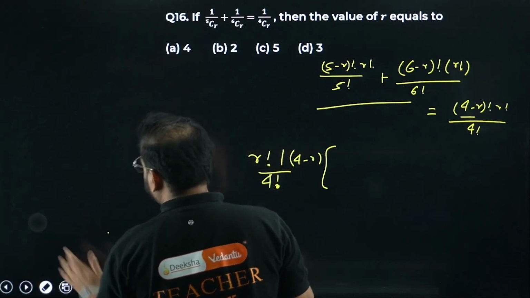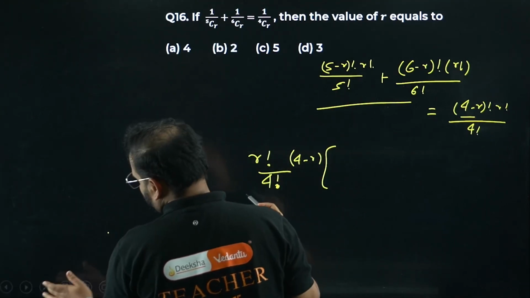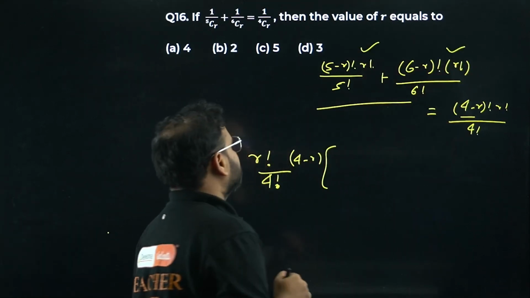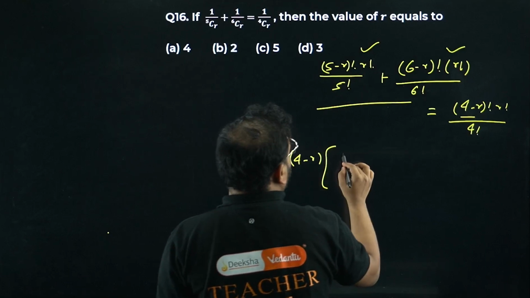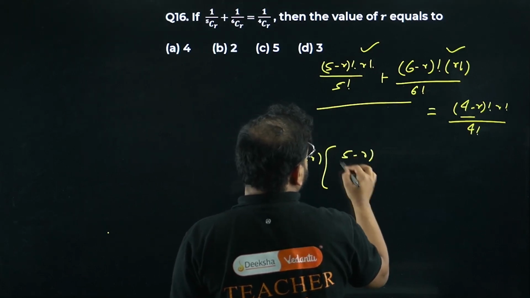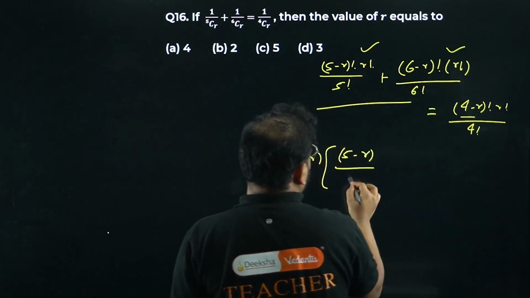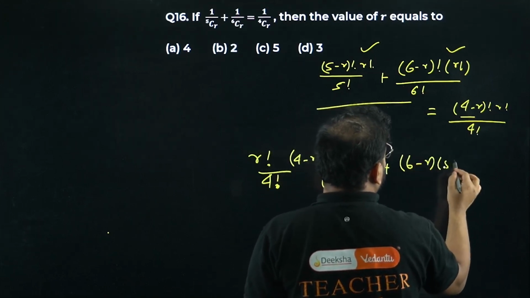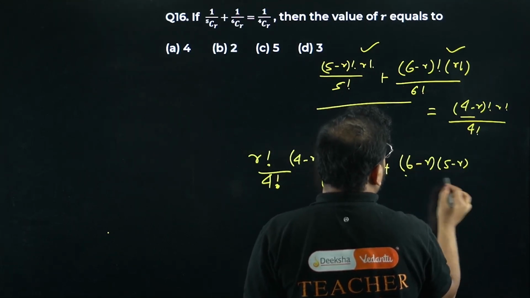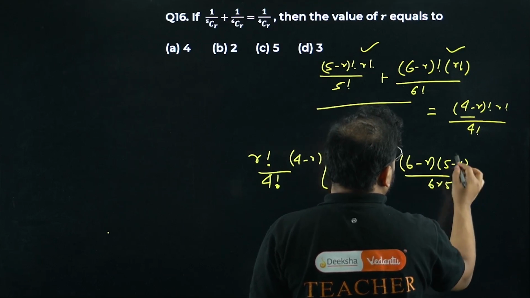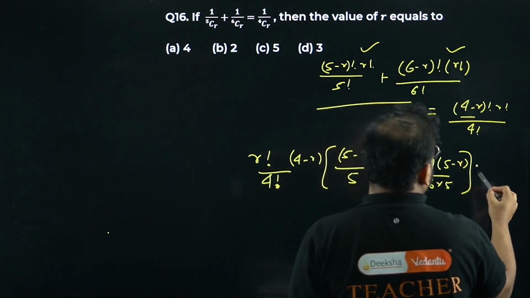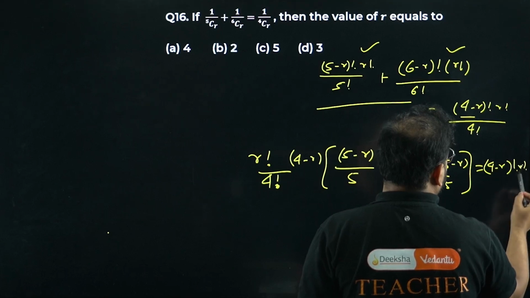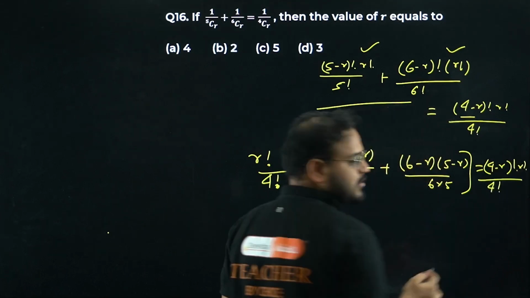How come, sir? Check the numerator. We have both the terms as r factorial. That is common, sir. What is happening in the first term? I have only 5 minus r left over here, upon 5. And in this we have 6 minus r into 5 minus r, upon 6 into 5. Great. And on this side I have 4 minus r factorial into r factorial upon 4 factorial. Right? I hope this is all clear.